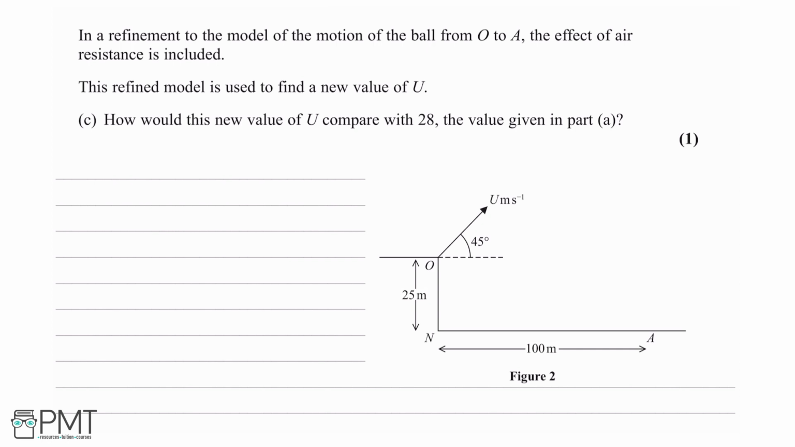What we need to state is that the new value has to be greater than 28, because we need to account for the fact that the ball will lose some speed due to air resistance. For it to reach the full horizontal displacement of 100 meters, it needs to be more than 28. So what we need to say is very simple: the new value of U is greater than 28. This question is worth 1 mark, and you get 1 mark for stating that.